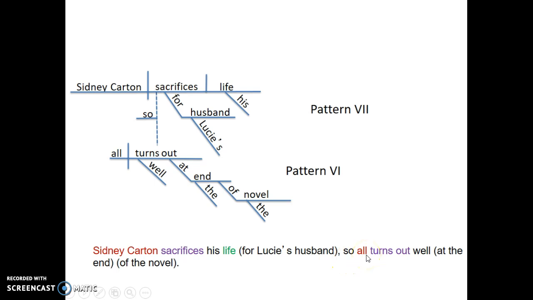All is our subject of the next one. We have a phrasal verb, turns out, which means to end. How is it? It turns out well. And when? At the end of the novel. So both of those are functioning as adverbs. They go below the verb. And then we have our coordinating conjunction so, which is connected to our dotted line, which joins the 2 verbs of each clause.